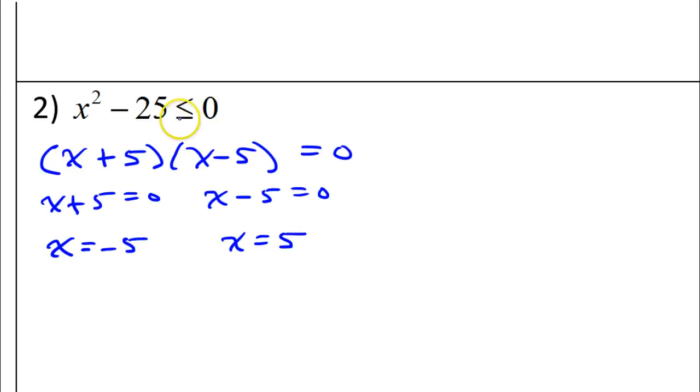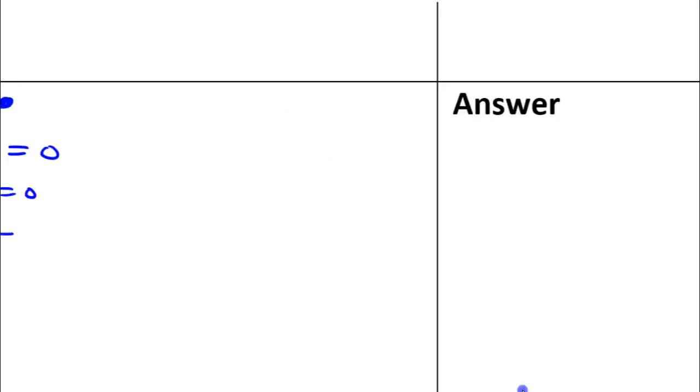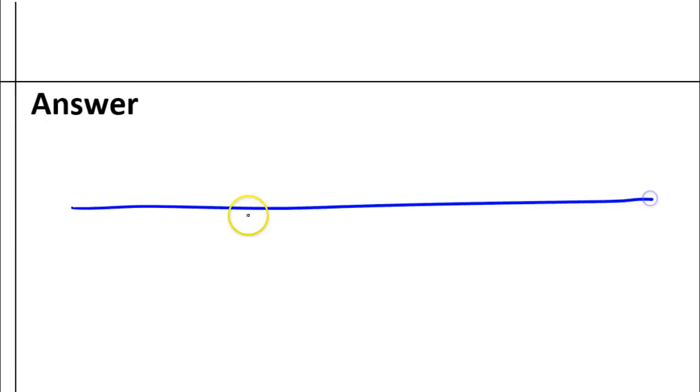Notice that we want to know where the function is less than or equal to 0. So again, we're going to wind up using closed circles for these. So -5 and +5 on a number line. So here we go. So here's my number line. Here's -5 and here's +5. And we will graph them as closed circles.